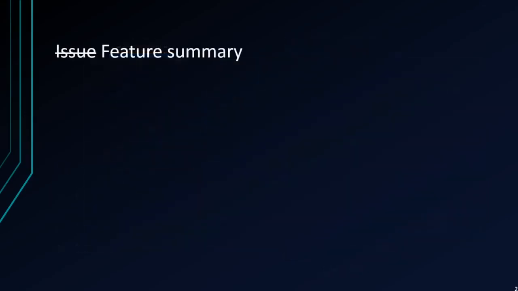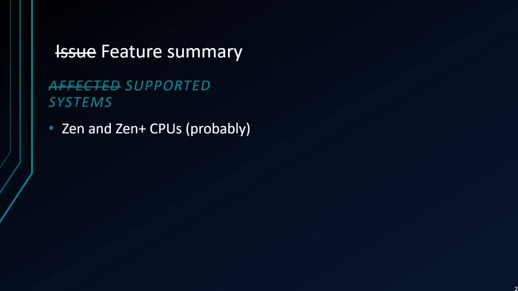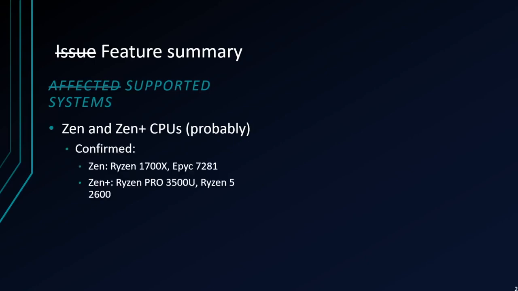Now, to summarize this feature, we've tried this on several systems, and to the best of our knowledge, all Zen and Zen Plus CPUs are affected. We confirmed this on a Ryzen 1700, an EPYC 7281, and Zen Plus CPUs, a Ryzen Pro 3500U and a Ryzen 5 2600. We've looked at Zen 2. We don't think it's affected, but we don't know for sure, actually.